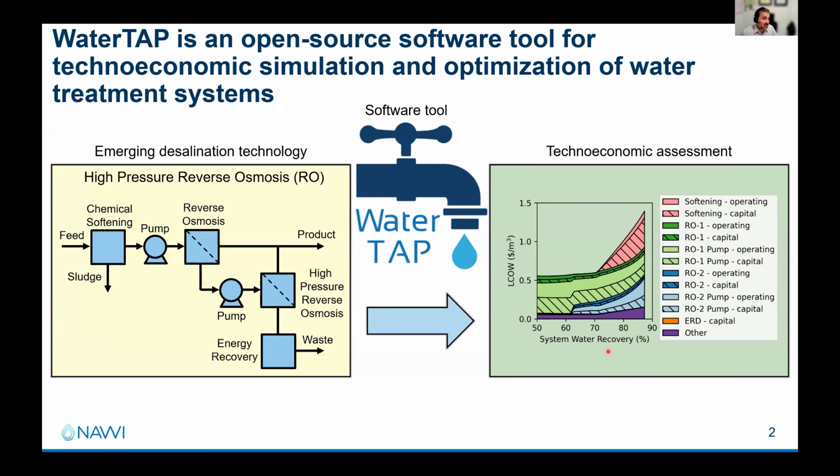So we look at the cost optimal levelized cost of water, for example, as a function of water recovery. And we could look at the cost breakdown and compare that system to other systems, right? Everything is publicly available on GitHub, so you could feel free to check that out. We also have extensive documentation.